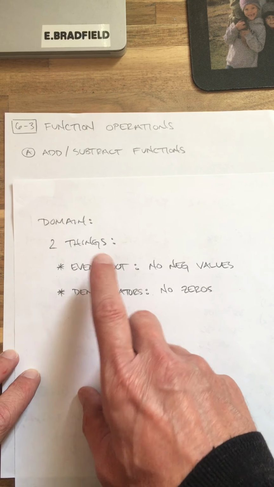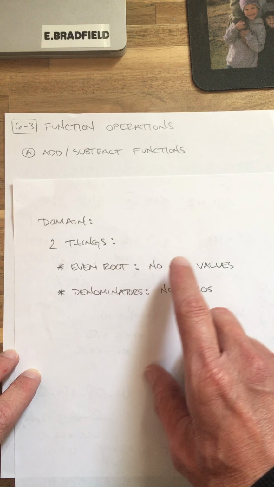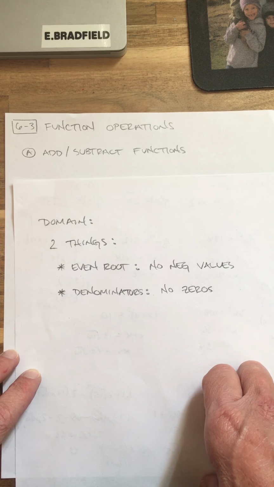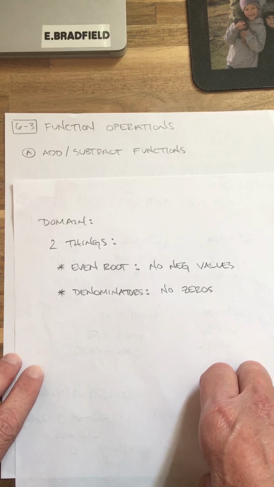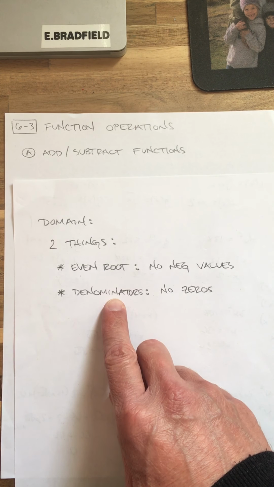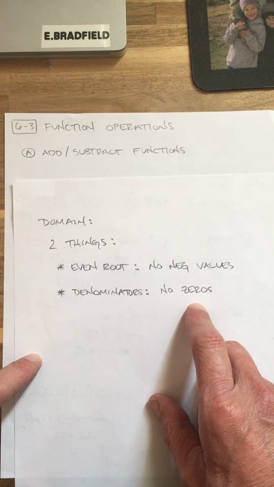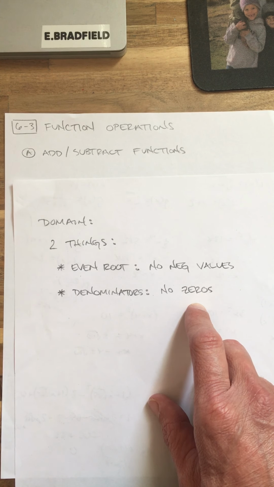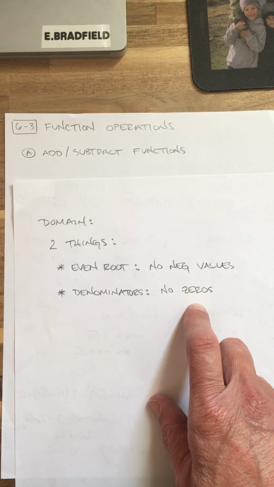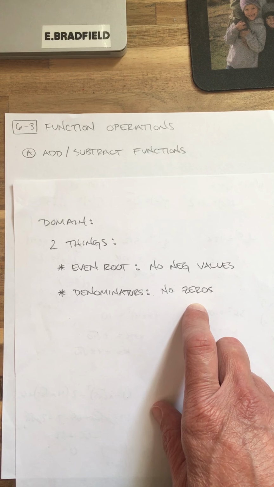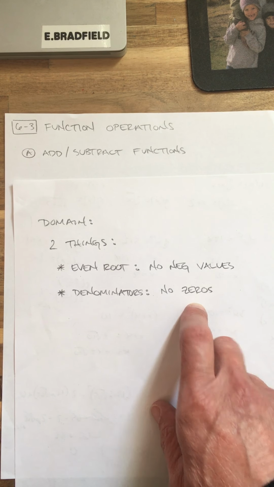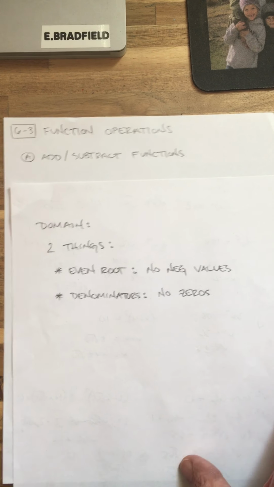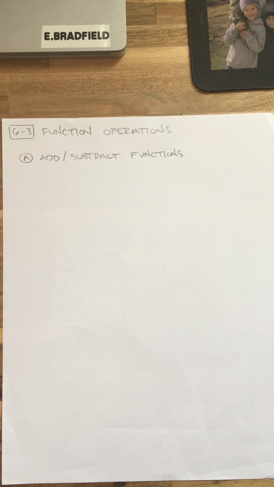So basically, two hot spots. If there's an even root, you don't want negative values inside your root, so solve for x so that you don't have negative values. And then also, denominators: you don't want zeros in your denominator. So if there's an x in the denominator, obviously x can't equal 0. But if there's an x plus 2 in the denominator, x can't equal negative 2, that kind of thing. So two hot spots, just remember those. All right, let's go ahead and see what we can do here.